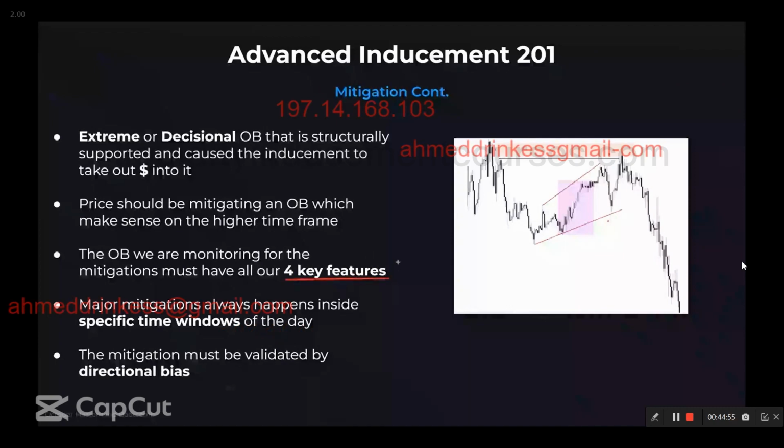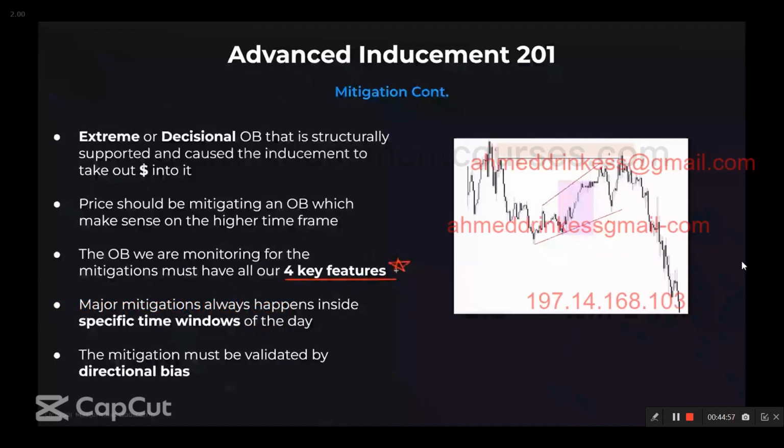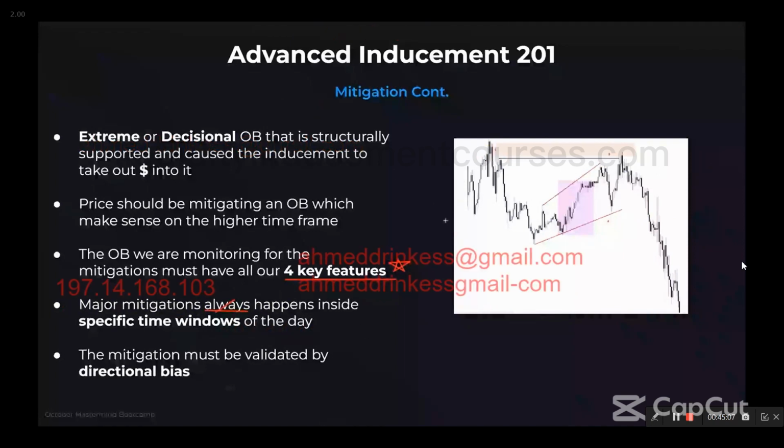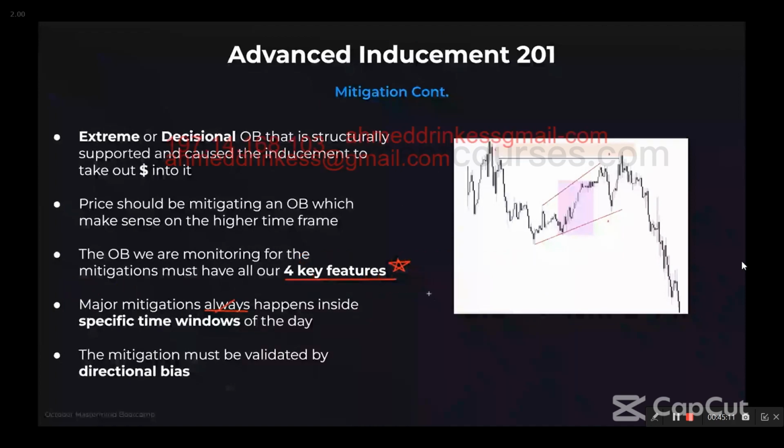Again, this is case sensitive with one of the specific decisionals, which you guys will learn as part of the course. For those who do know, it's a type 3 decisional that does not require liquidity, any of that, but everything else does. Major mitigations will always happen inside the same specific windows of the day. Now, always is never a term. So rather, we should say the majority of the time they will happen inside of the same windows, that being the specific sessions, specific timings, even some kill zones, some new things that everyone will be learning. And then the mitigation must be validated by directional bias, right?